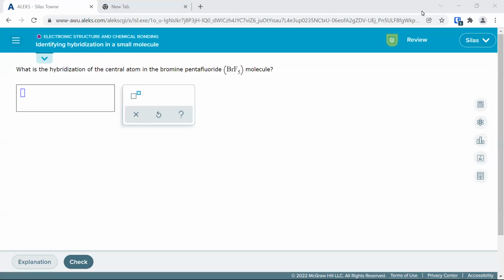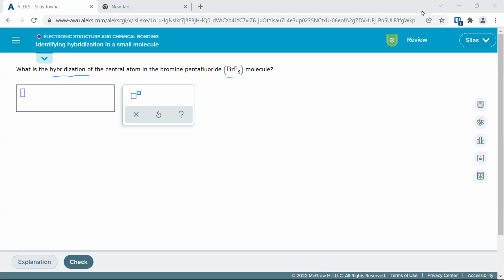All right, in this question, we're looking for hybridization. What is the hybridization of the central atom? Now, remember, we can have multiple central atoms, but in this case, we just have one central atom, that Br. So if we have some sort of carbon-based molecule, we could look at the hybridization of each central atom. But here we're just focusing on the first one.